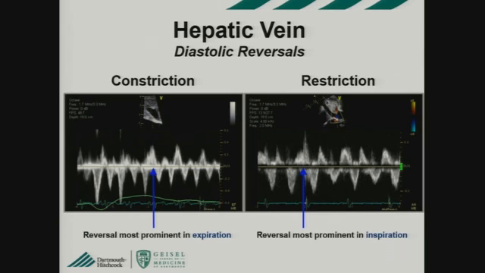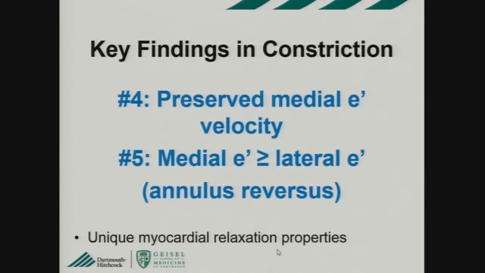The right heart cannot accommodate the increased flow that inspiration tries to bring it, so you reverse flow in the hepatic veins in restriction during inspiration. Now we're going to shift gears into this abnormal diastolic behavior, okay?